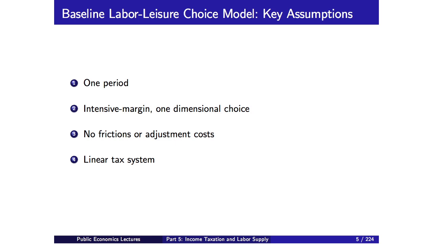One-dimensional choice. So what I mean by that is it's not like the Feldstein case where you had multiple dimensions of labor supply and then you look at taxable income. Here you're just picking hours of work. Third, no frictions or adjustment costs.